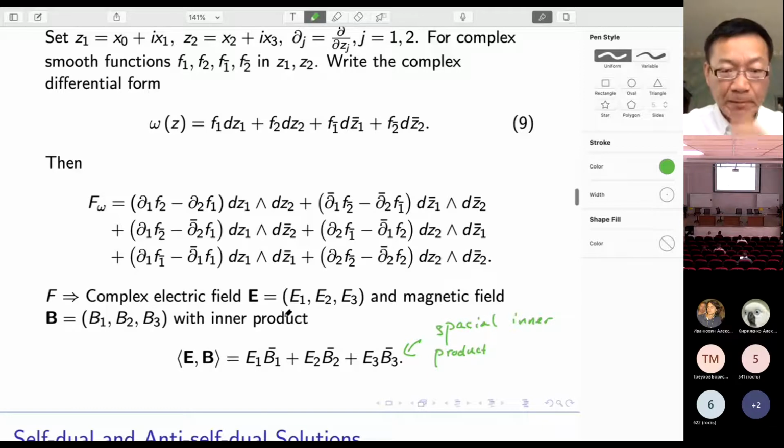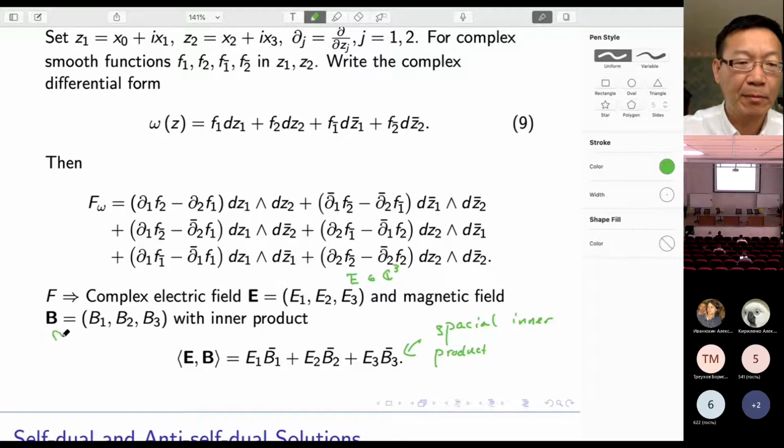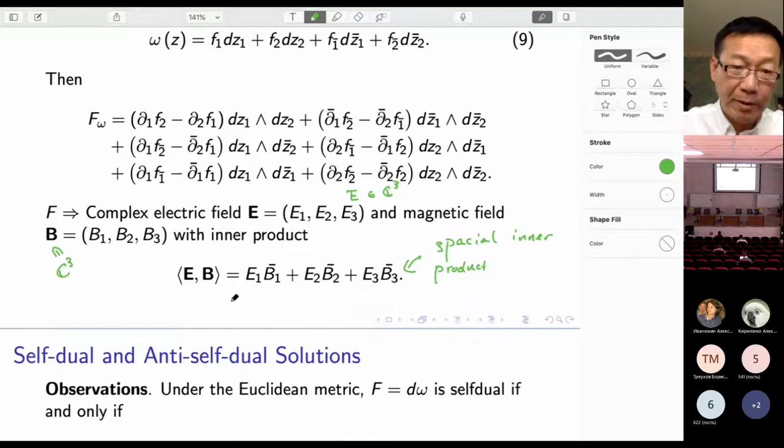Okay, and one thing that I want to emphasize is that now each E1, E2, E3 are complex functions. So basically, this E is inside C3. And this B is inside C3 for the same reason. So it probably doesn't make much sense if we see it from the classical point of view, because in the classical sense, the electric field and magnetic field are in R3, right? It's 3-dimensional, plus the time is 4-dimensional. But in the complex setting, it naturally becomes 6-dimensional.